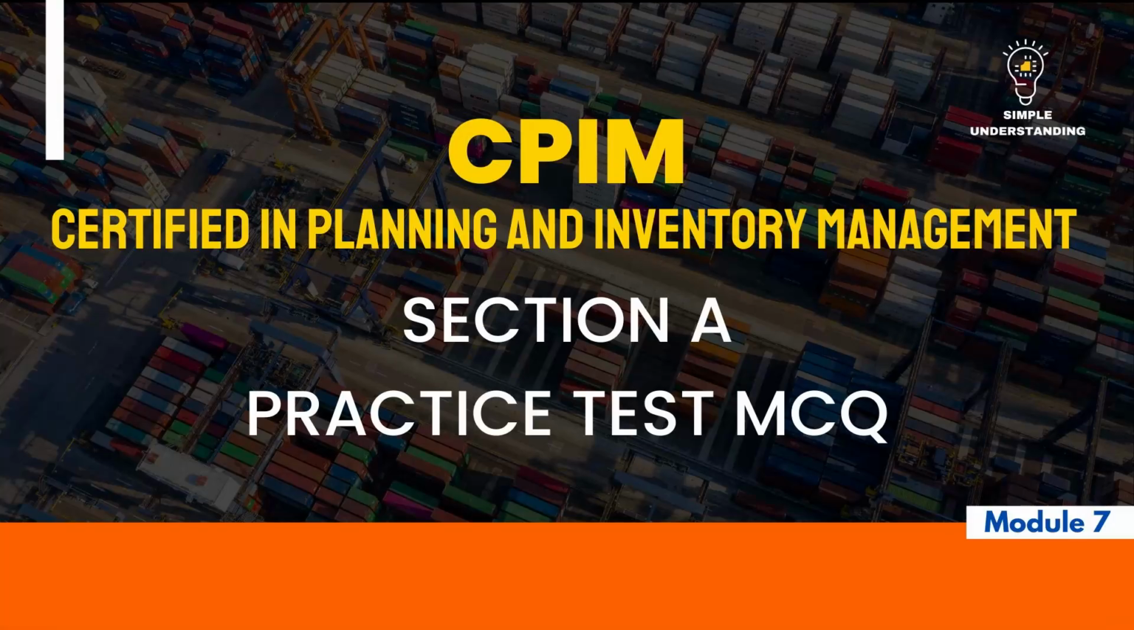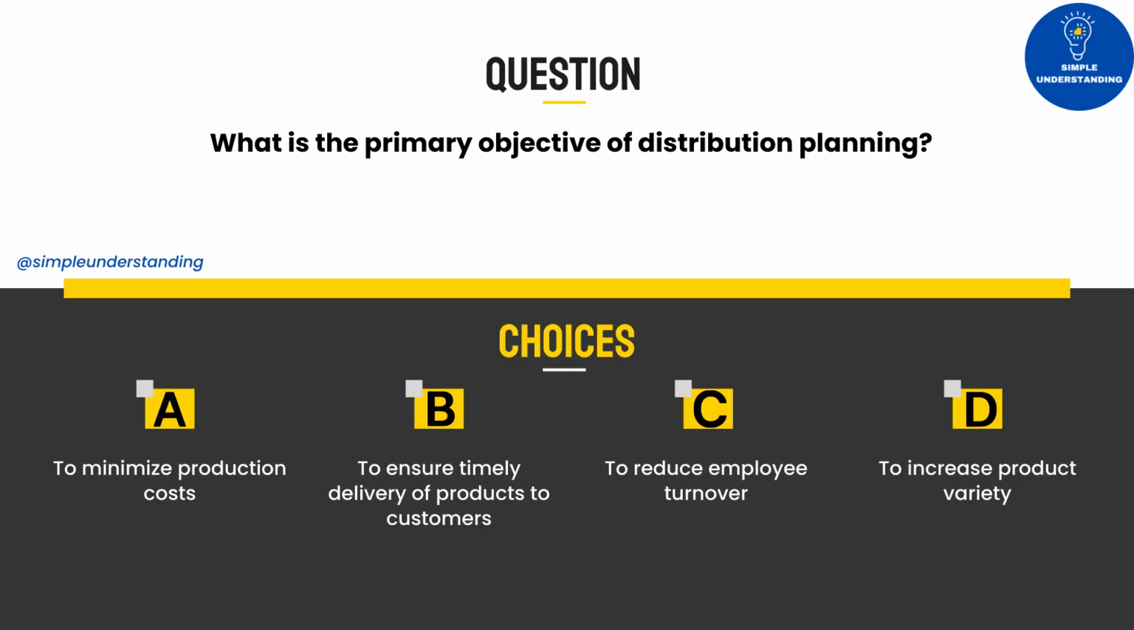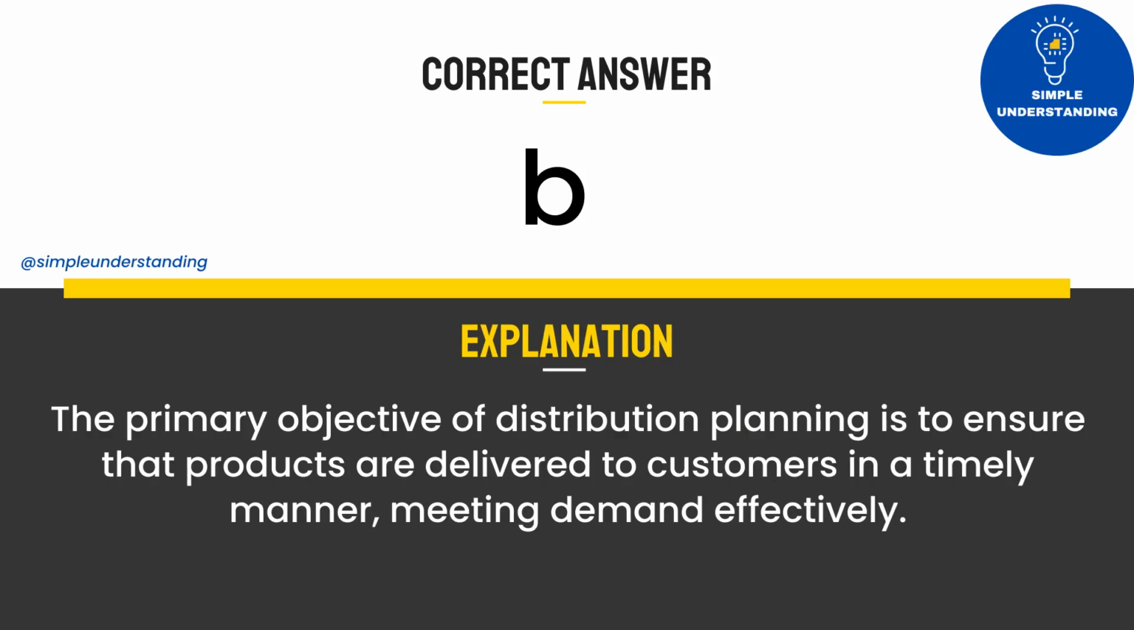Practice test for Section A. Planning distribution. 1. What is the primary objective of distribution planning? A. To minimize production costs. B. To ensure timely delivery of products to customers. C. To reduce employee turnover. D. To increase product variety. Correct answer: B. Overall explanation.